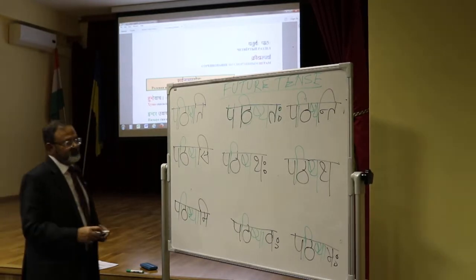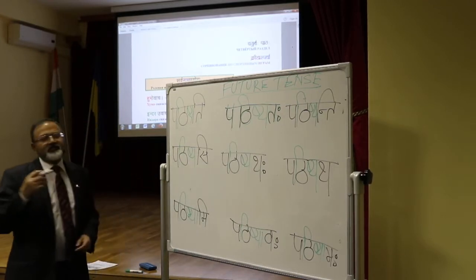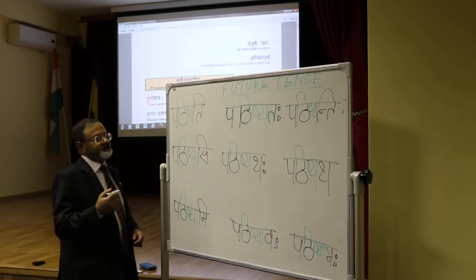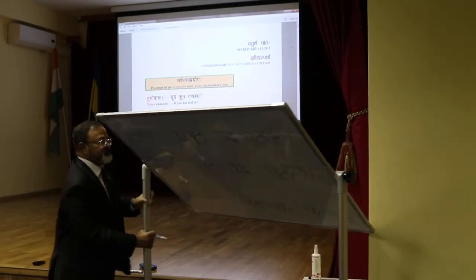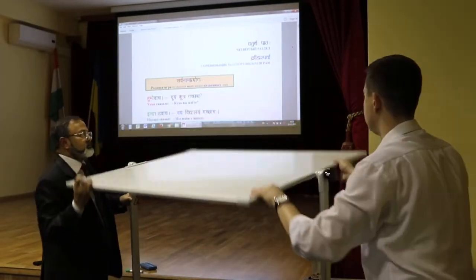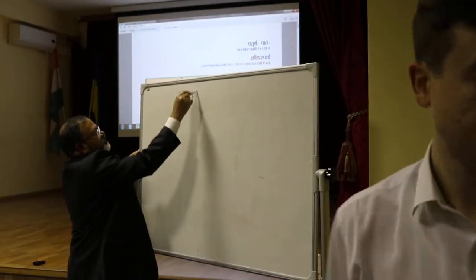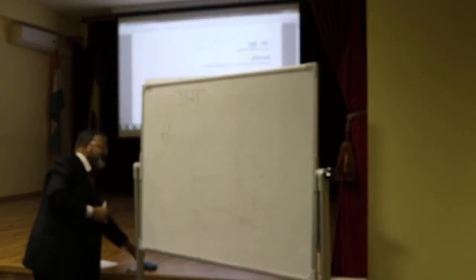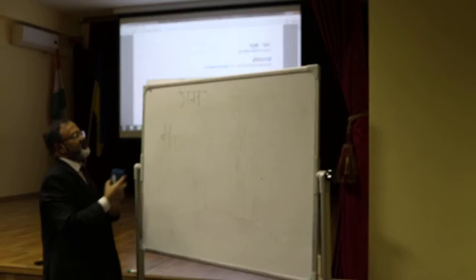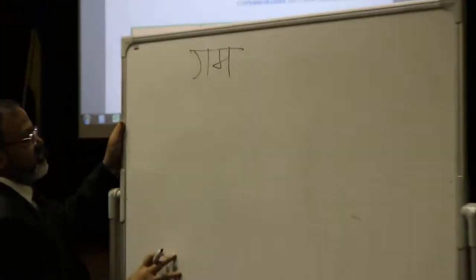Gaccha has a problem because you remember the main dhatu in gaccha is gam, and we use gam for the future tense. We don't say gacchishyati, gacchishyatah, etc. We say gamishyati, gamishyatah, gamishyanti.